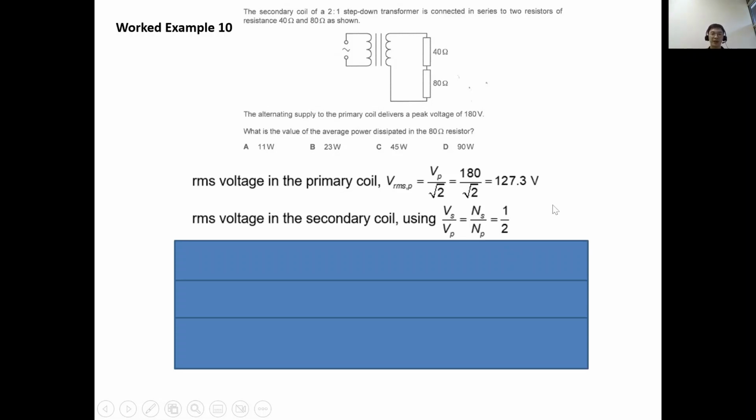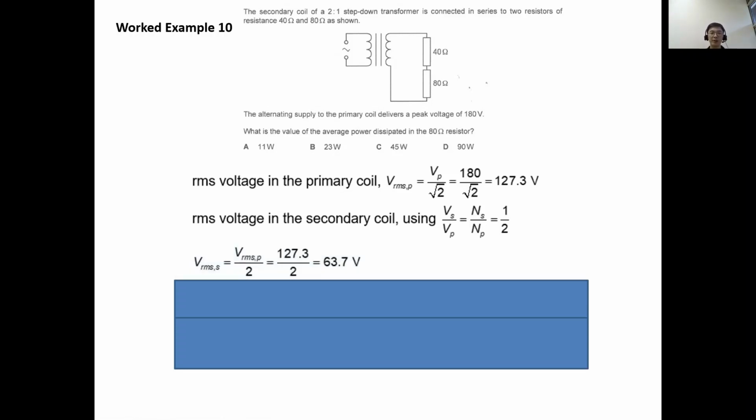So once you have that, you can find the root mean square voltage on the secondary side. You bring Vp out to the right hand side of the equation, so you have Vp times half. You find that the root mean square voltage on the primary side is 127, as we've done earlier. You divide by 2, you find that the root mean square voltage on the secondary side is 63.7.